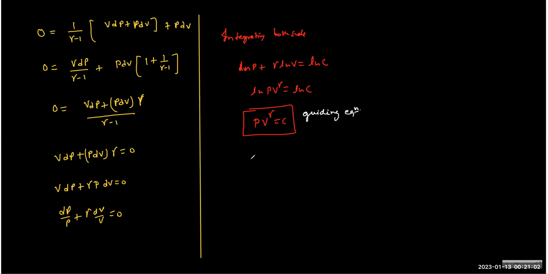So if I want to get the T and V relation, for T and V, what to connect? Replace P. So PV equals nRT. So P is how much? nRT by V. And anything constant will go on the other side and remain constant. So I'm writing it this way only. So this will become TV power gamma minus 1 equals constant.